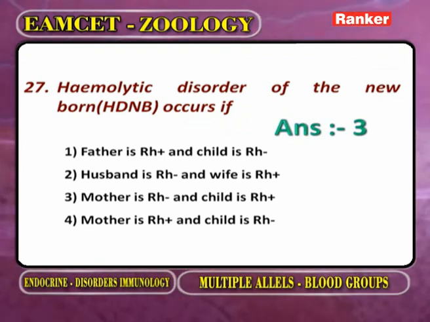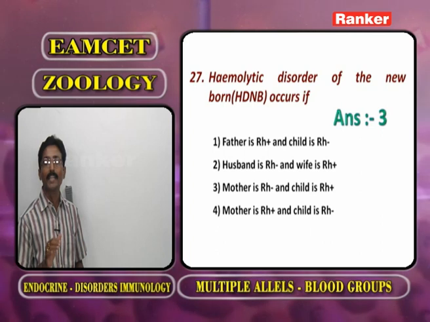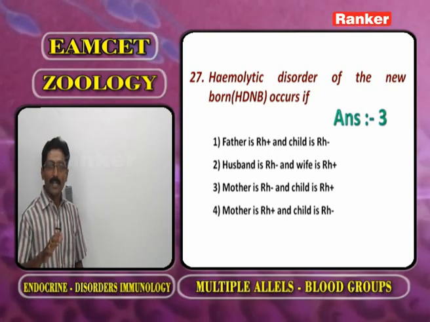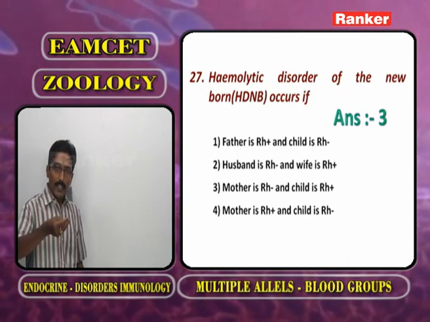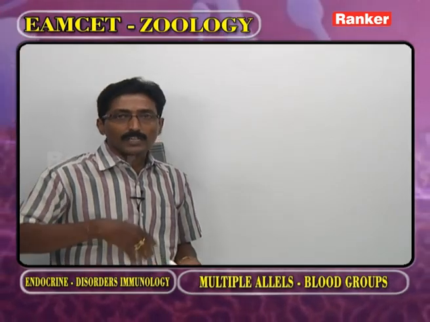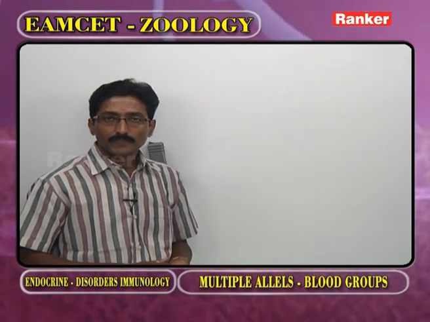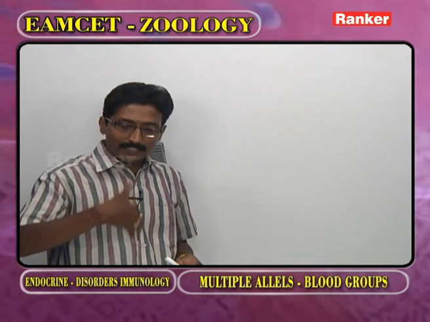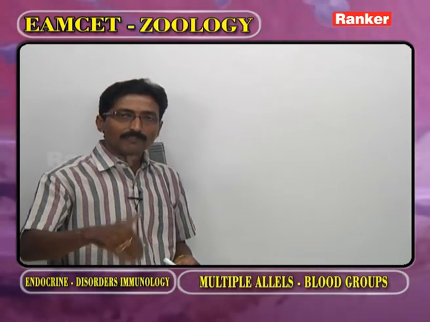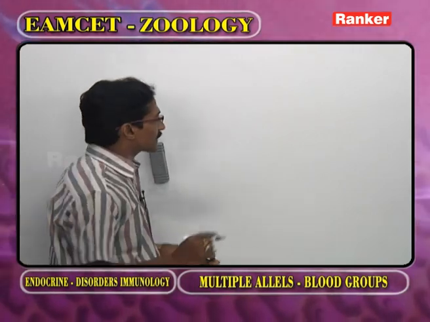Hemolytic disorder of the newborn occurs. Hemolytic disorder is also called HDNB. Because of this disease, the baby dies inside the mother's uterus or after the gestation period. There is no doubt the baby is going to die inside the mother's uterus or after completing the gestation period. HDNB is going to be observed.